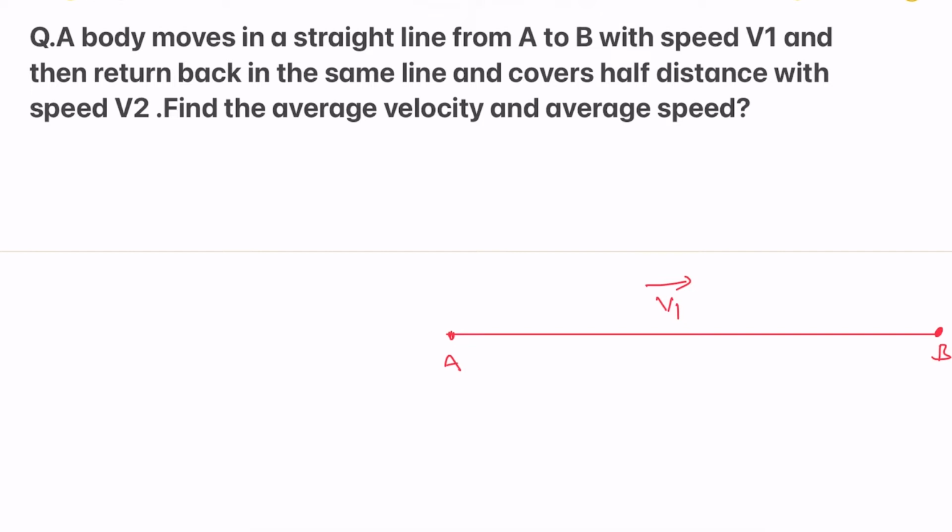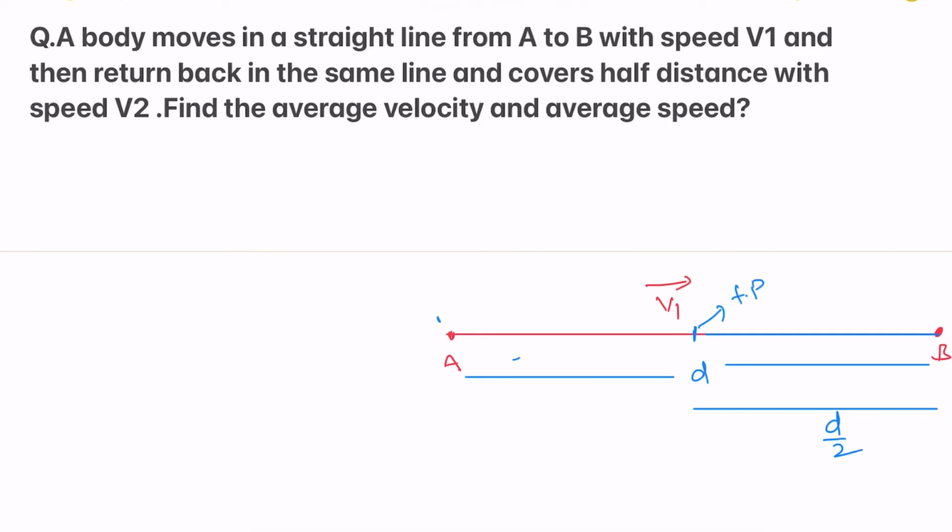Look here, half the distance. Suppose the total distance is d and it returns back half. Suppose this is the midpoint. So what is half of the distance? That is d by 2. Now what is the final position? This is the final position of the body, and this is the initial position of the body.